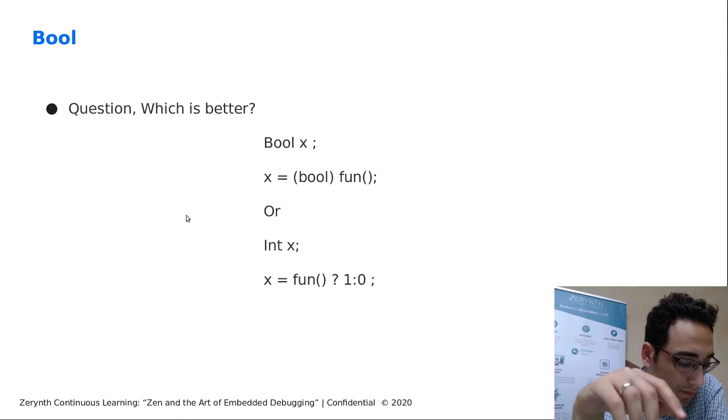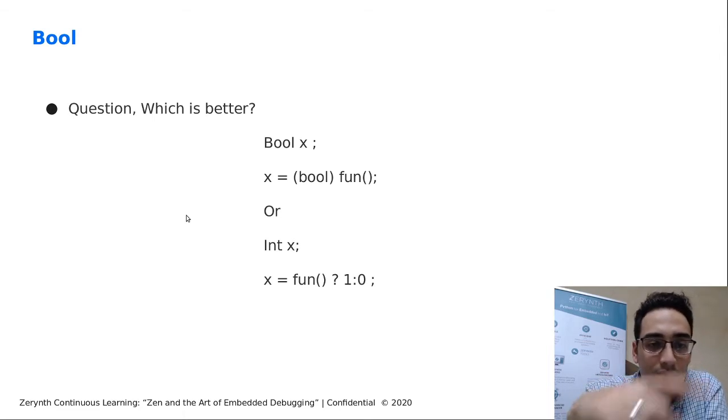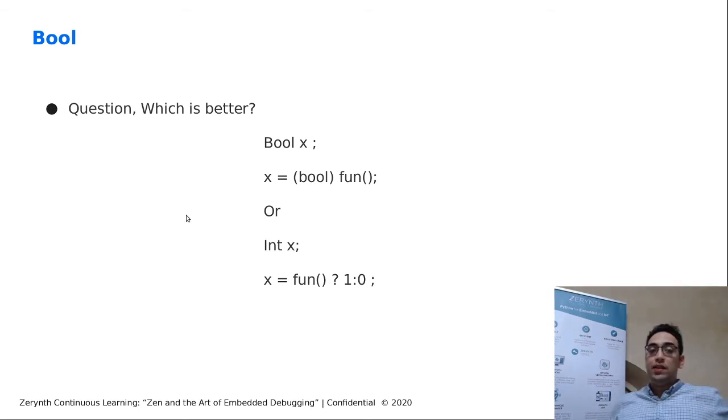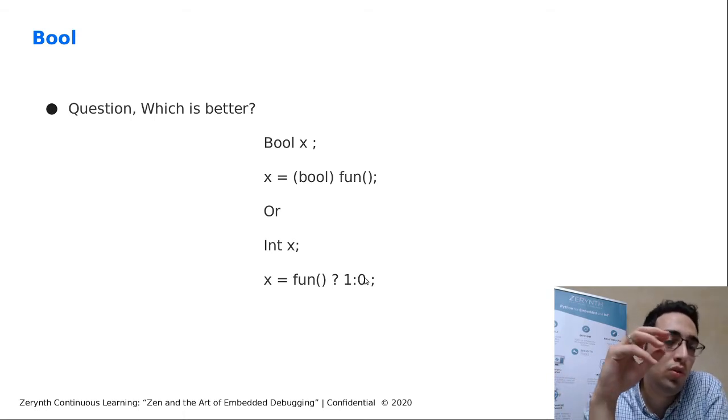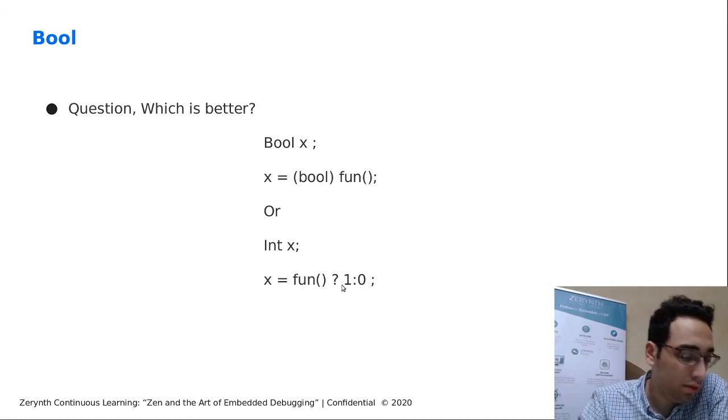Essentially, let me ask you a question. What is better, to use Boolean, like Boolean X, so it should hold 2 values, 0 or 1, true or false, and then execute a function and then cast this value to a Boolean, or X and then execute this function and then use the ternary operator, which basically checks if it's a 1, then put a 1, if it is 0, put a 0. So what's the difference between these essentially? The question is, what's the difference between using bool and using this operator?